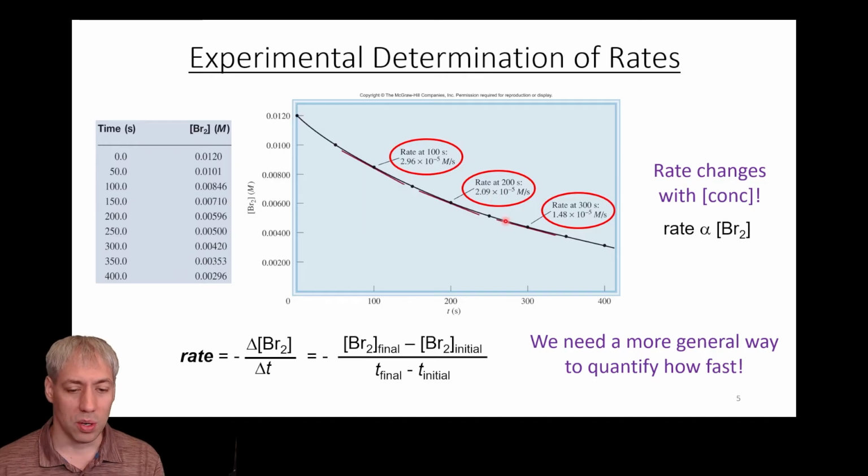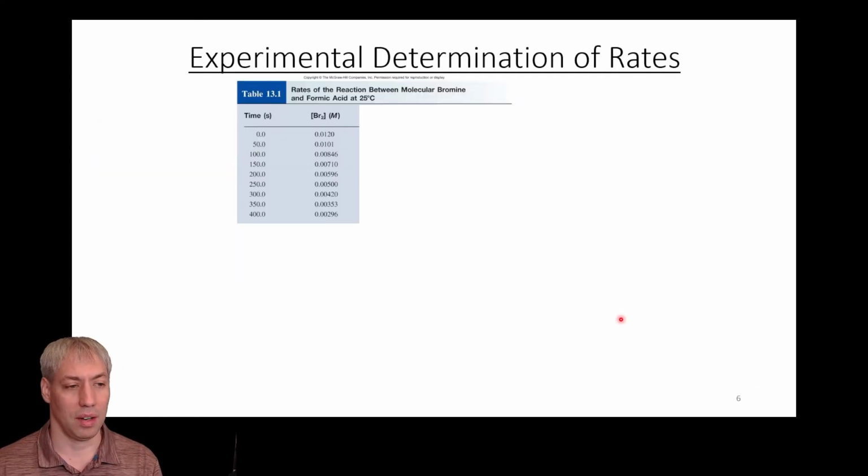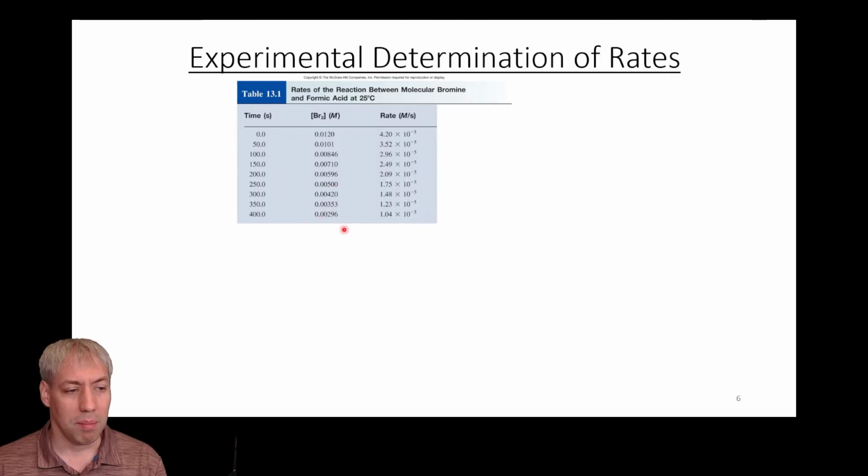And so what we want is a more general way to describe the reaction where we don't have to say when we took it, but instead we have some descriptor of how fast it is that can be used at any of these time intervals. And so looking back at this data, we have a progression of time and a progression of Br2 concentration. And so we can measure the rate at every single point in this graph, right? We can do the instantaneous rate anytime we want.